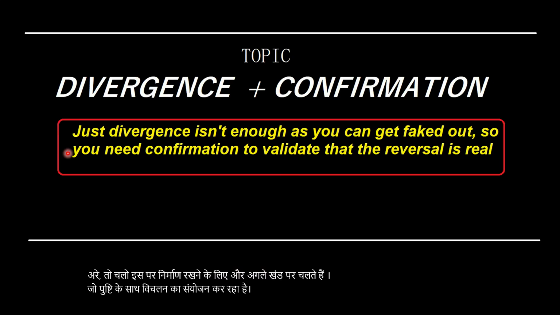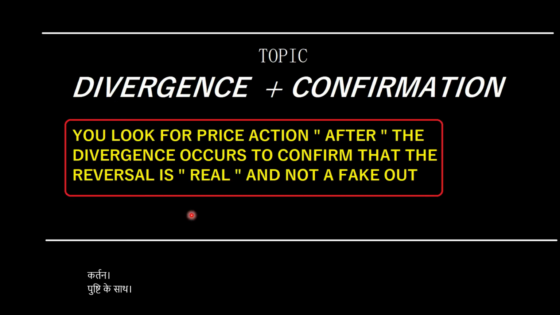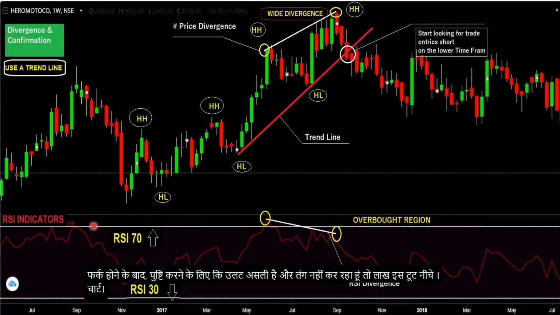This is the sixth section. Divergence combined with confirmation means you look for price action after the divergence occurs to confirm that the reversal is real and not a fake out. So let's break this down.